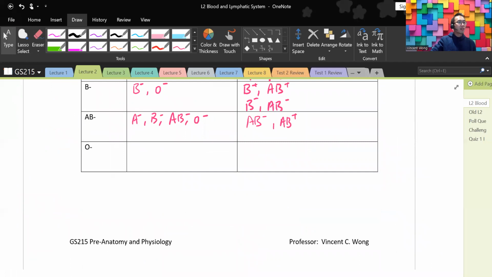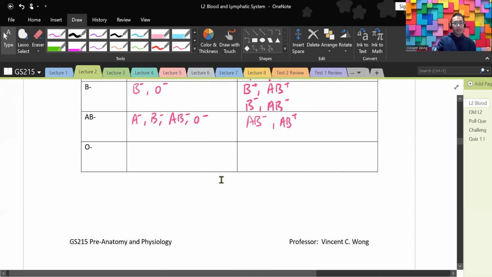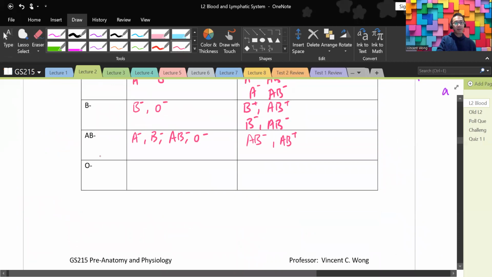O negative, right? For Emma. So who can you receive from? Well, if you're O negative, you're kind of out of luck. You can only receive from other O negative. And then you can donate to everyone, basically, within the ABO and the RH blood group. So A positive, negative, B positive, B negative, AB positive, AB negative. Because your cells have nothing on them, right? There's no A, no B, there's no RH. So there would be nothing to react against. And you can basically give it to anybody.